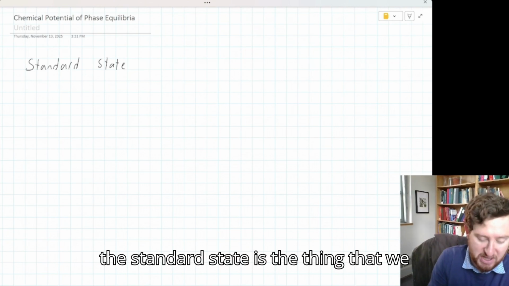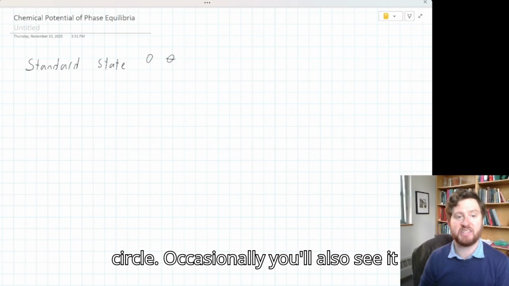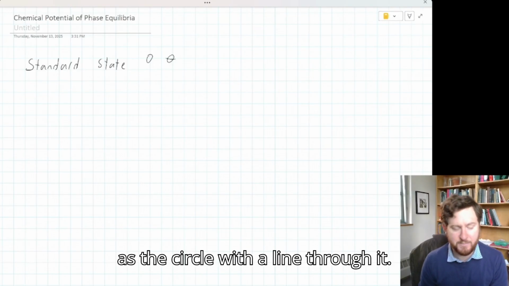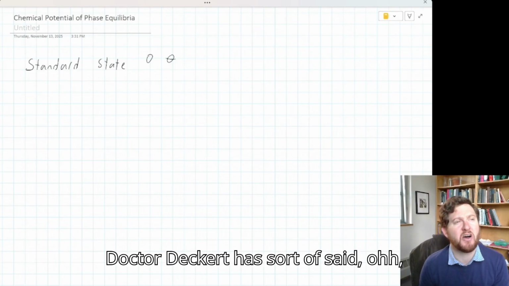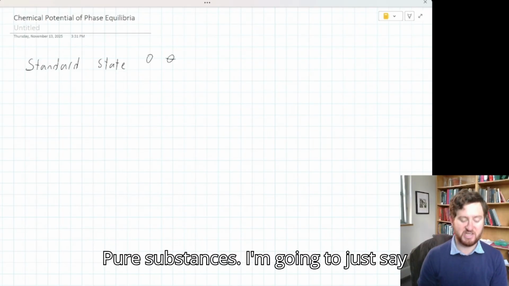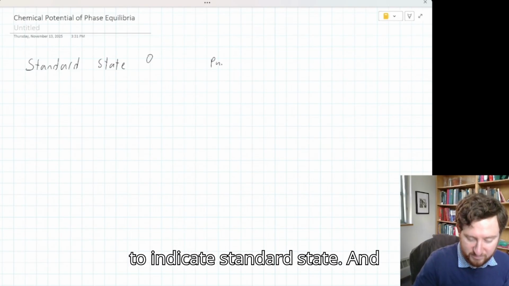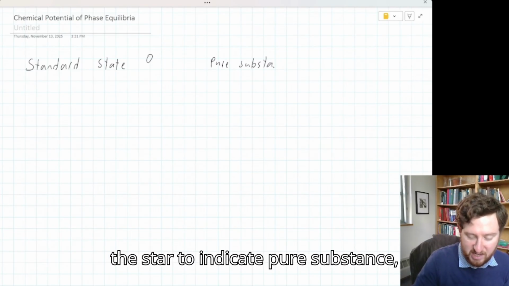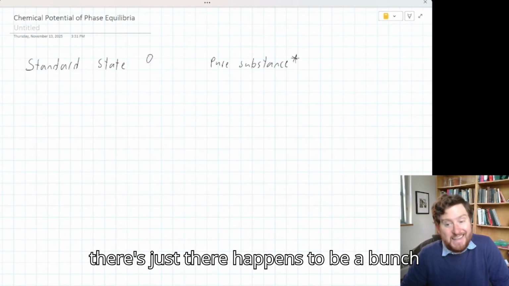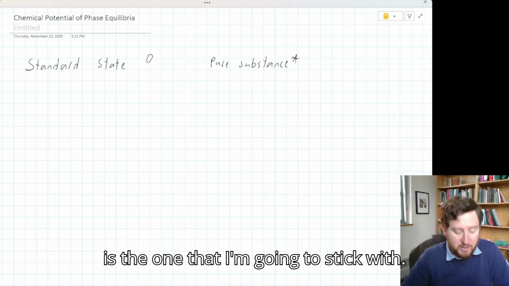The standard state is the thing that we indicate with the superscript circle. Occasionally, you also see it as the circle with the line through it. Dr. Deckert has said that circle is sometimes used for ideal pure substances. I'm going to say that in this class, I will use the circle to indicate standard state and the star to indicate pure substance. There happen to be a bunch of different nomenclatures for this. This is one that I'm going to stick with.